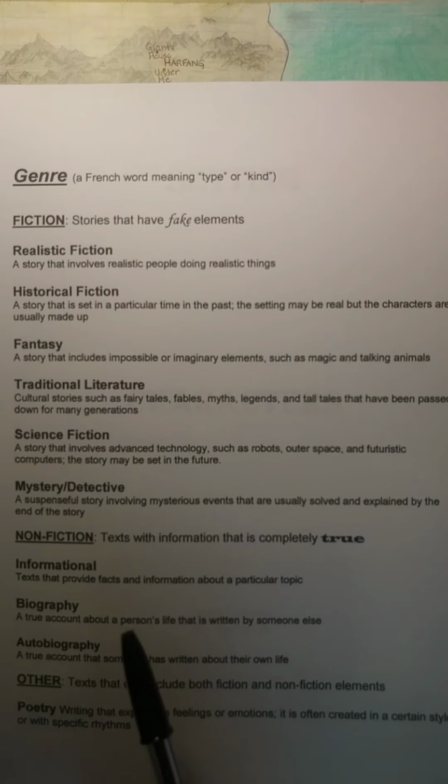I want to talk to you about genre for a minute. Genre is a French word that means a type or a kind of something. And normally we use the word genre when we're talking about literature, but it can be used for describing other things as well. So there are a couple main types of genre. The first one is fiction. Fiction are stories that have fake elements in them. They may be realistic, but they're not true. They're not true to life.